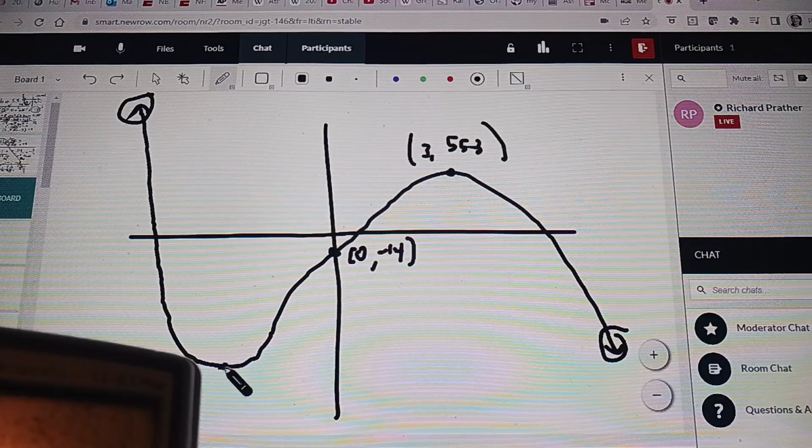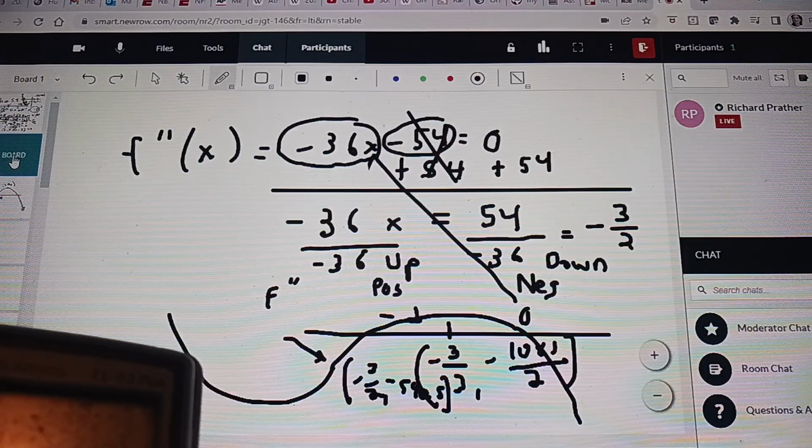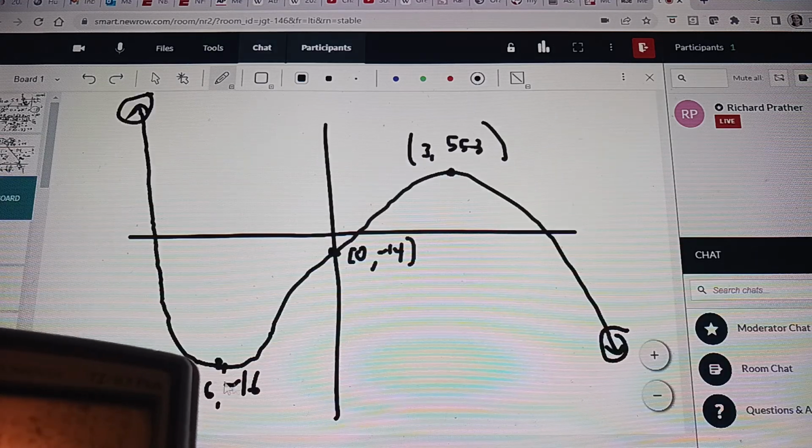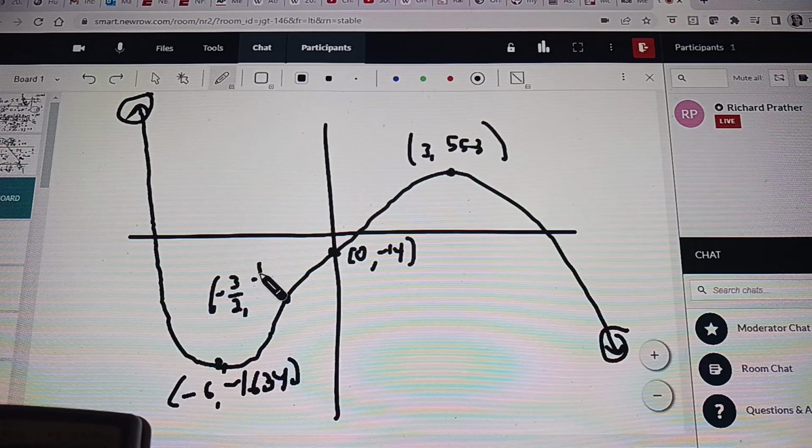The relative minimum was negative 6 and negative 1600, or was it 1634? And then right about here, that's when the bend changed from up to down. That's negative 3/2 and negative 1081/2.